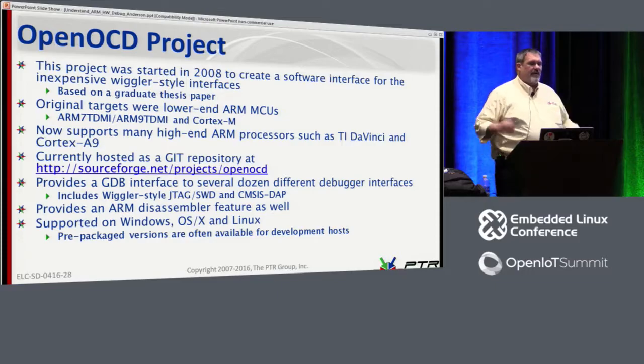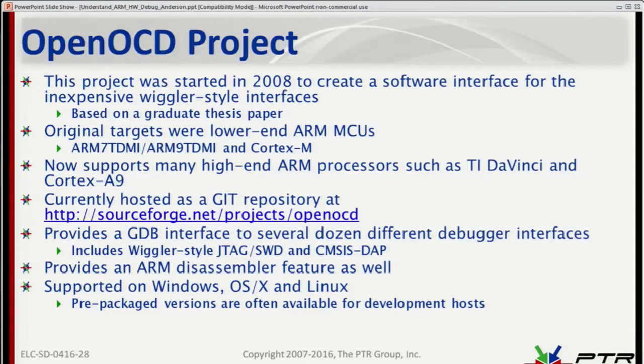All right, so how do we take advantage of all of this? One of the techniques, of course, is to use the OpenOCD project. The OpenOCD project's been around since 2008. We are now in version 10 of OpenOCD. If you go to the OpenOCD page, it's version 9. So in that case, you're better off to go to the GitHub repository and pull down the latest. Now, this will support a lot of the high-end ARM processors, TI DaVinci, Cortex-A9. I think it does A15 now with version 10.